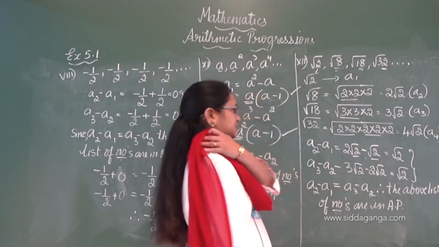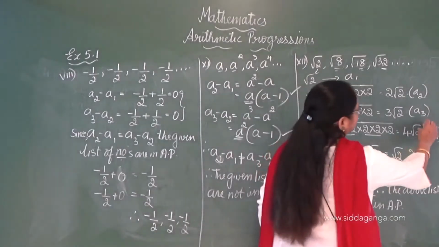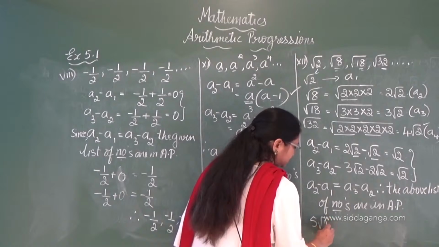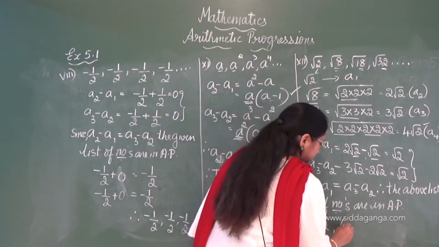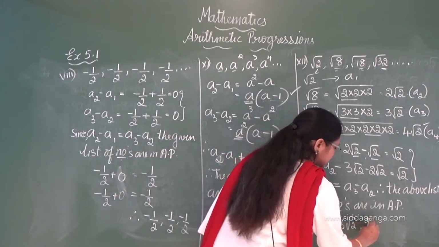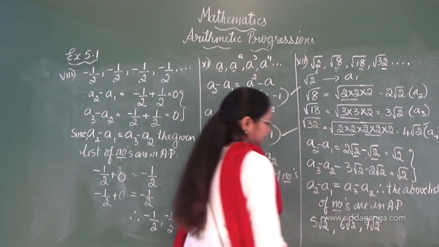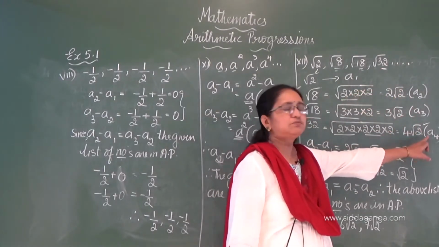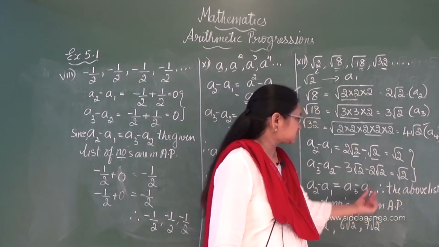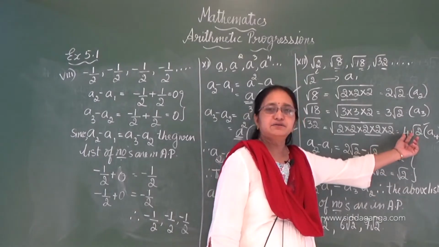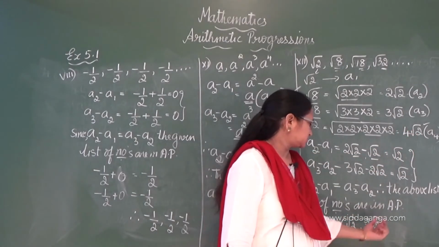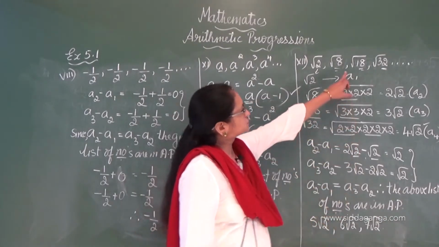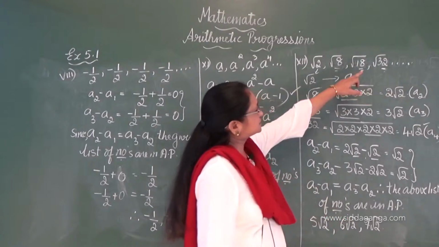How to write the next 3 terms now? Now we have 4 root 2 here. The next term is 5 root 2, next 6 root 2, next 7 root 2. But you can't write like this. Better you write like this. See here: 4 root 2 plus root 2. The common difference is root 2. So, go on adding: 5 root 2, 6 root 2, 7 root 2, or you can put it in this form only. Better to put in this form only.